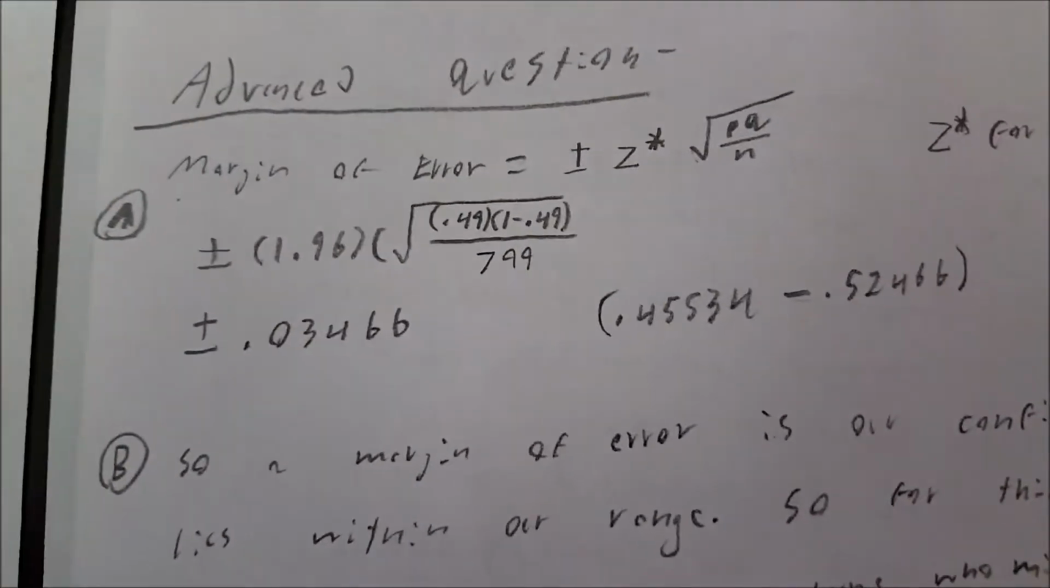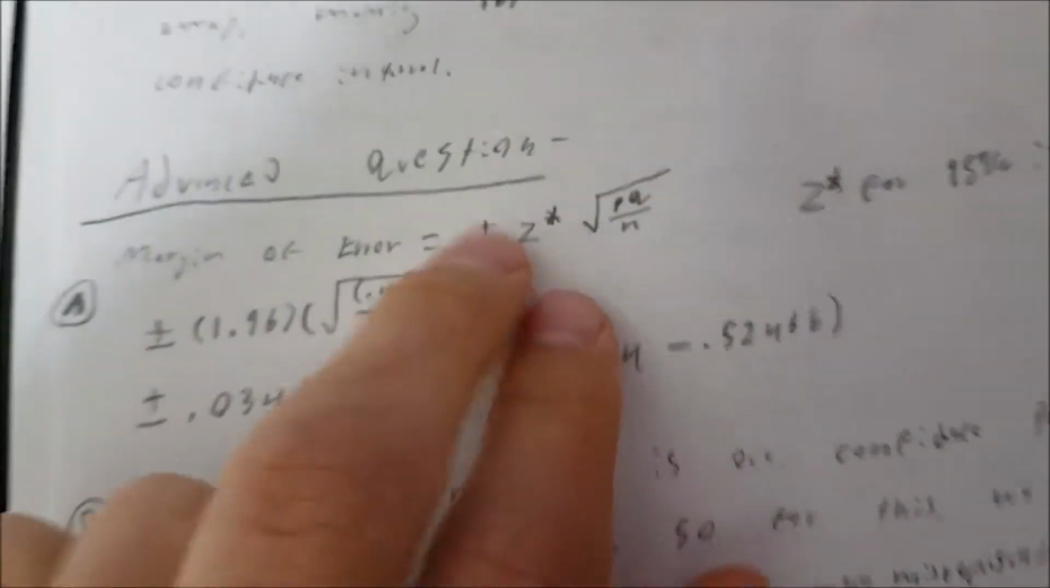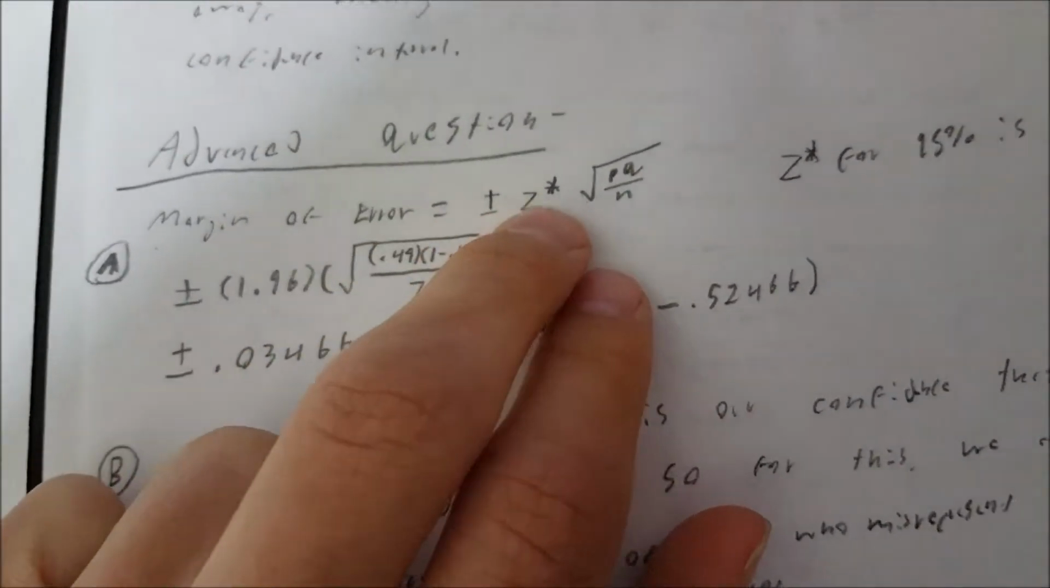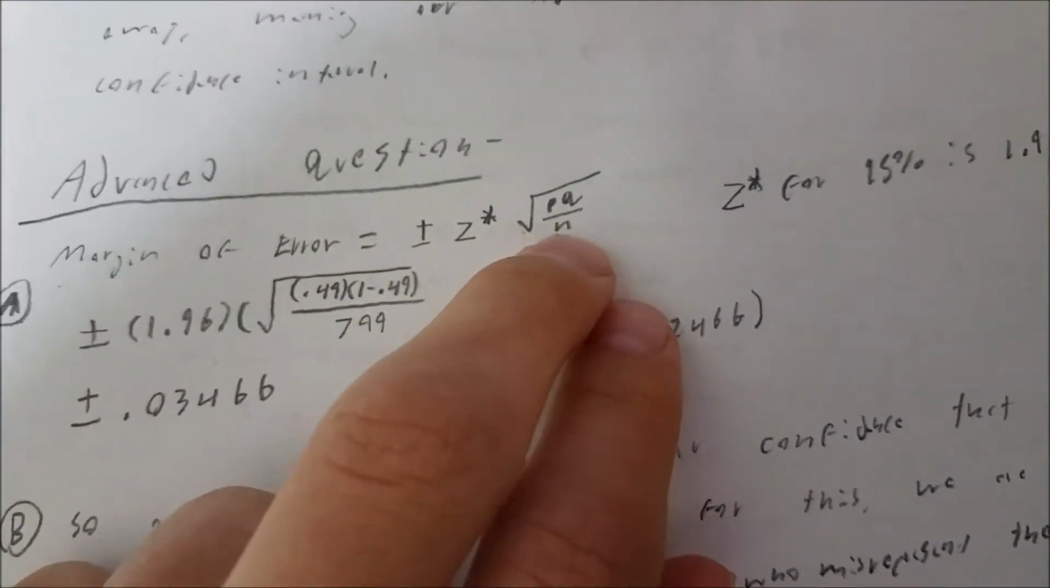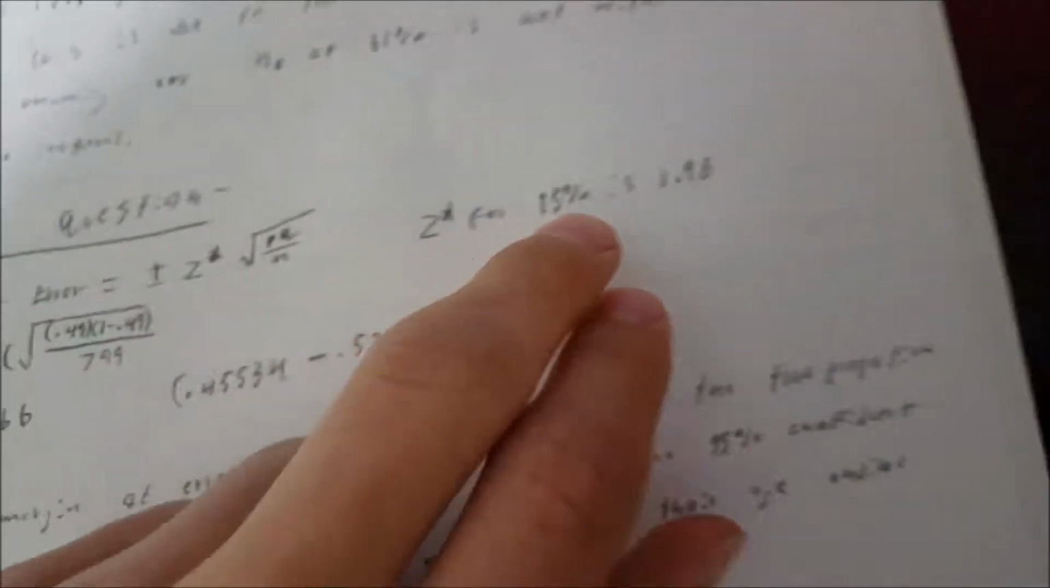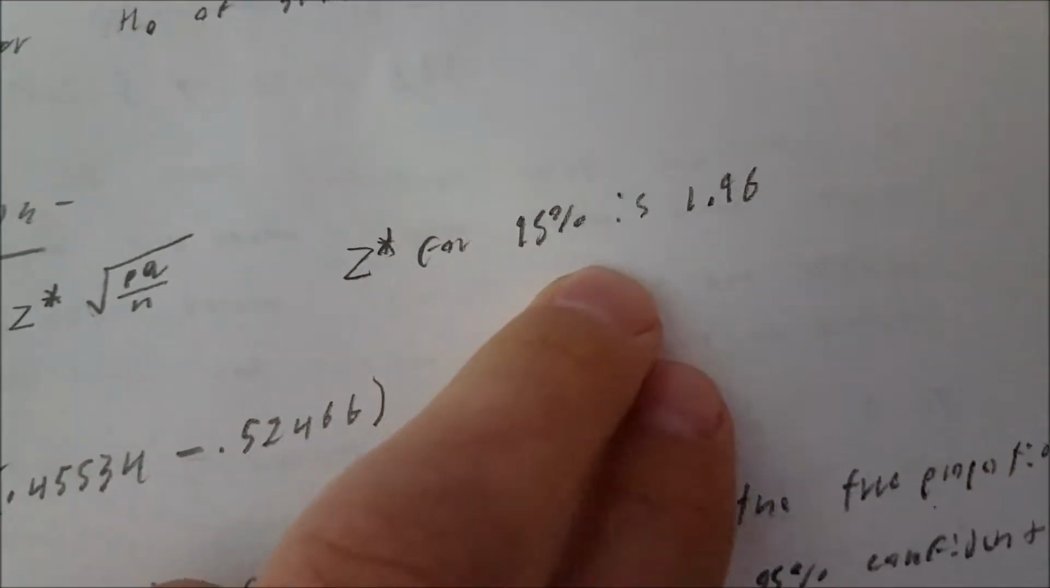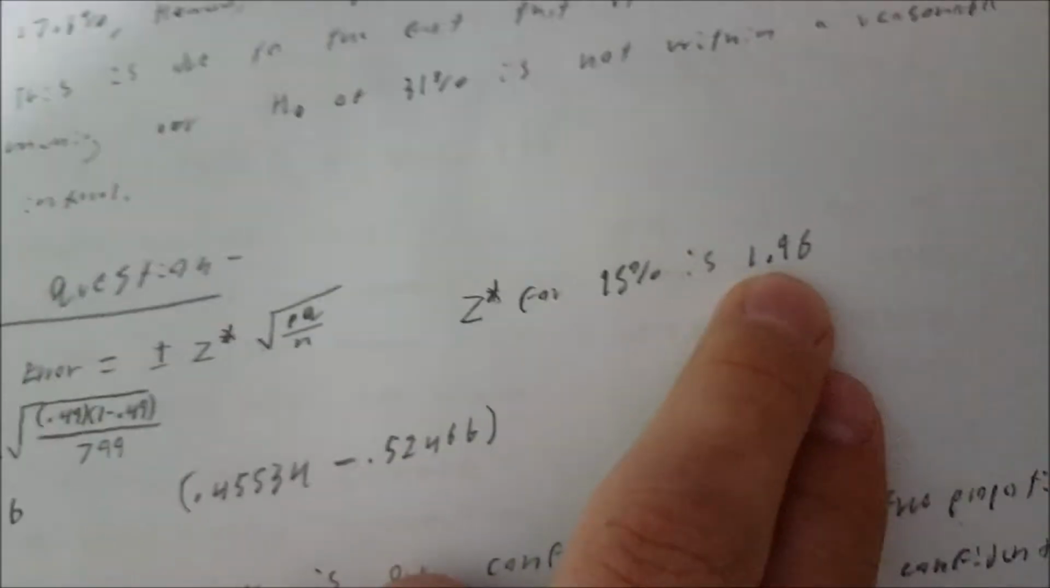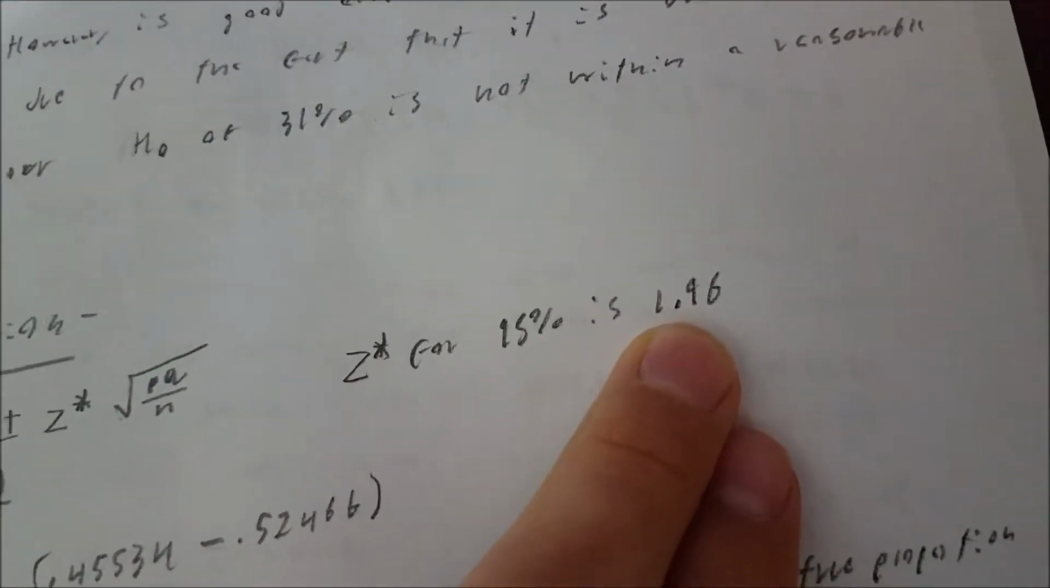Alright, so to find a margin of error, we just use this formula: plus or minus z star times the square root of pq over n. The z star for a 95% confidence interval is 1.96, and we can just find this with our z-score chart.